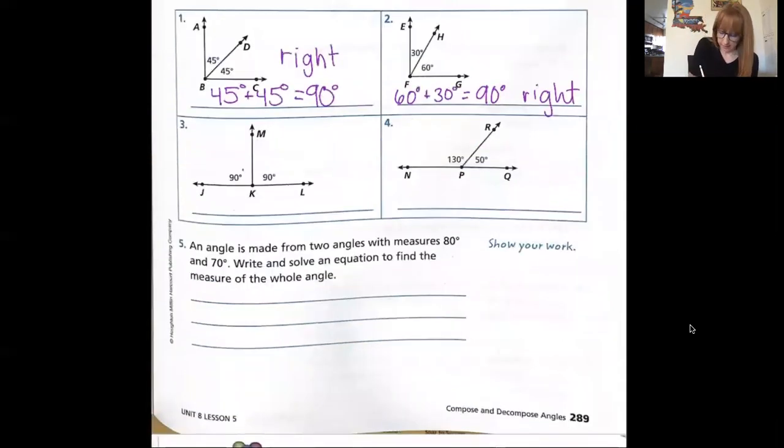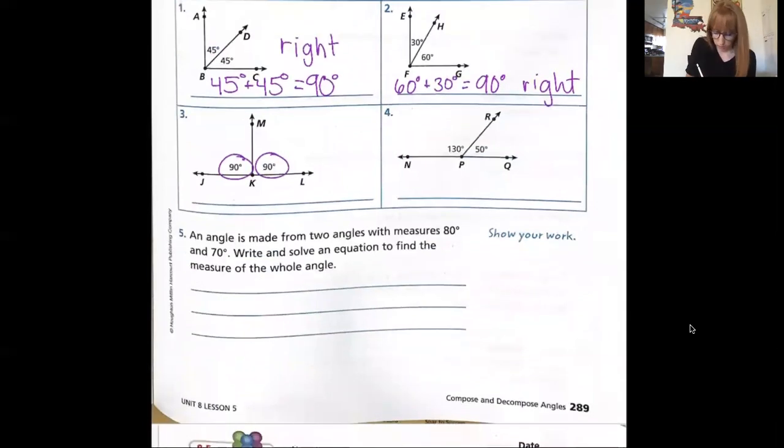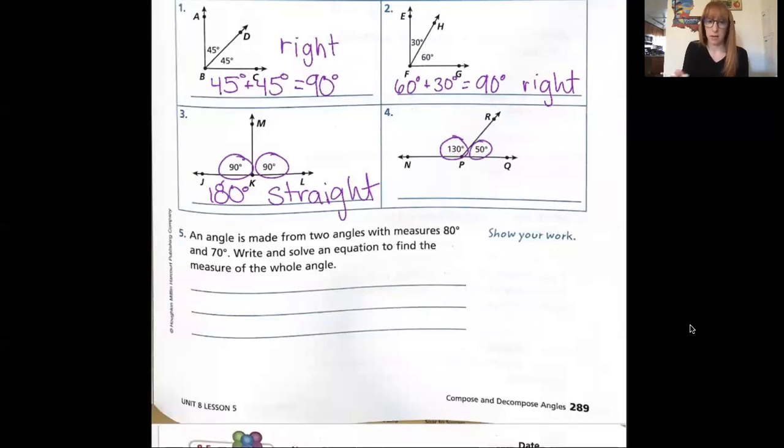When we take 90 and we add 90, we get 180. A 180 degree angle is always going to be a straight angle. So we can just put straight. And then we take 130 and add it with 50. And again, we get 180 degrees, which is a straight angle.